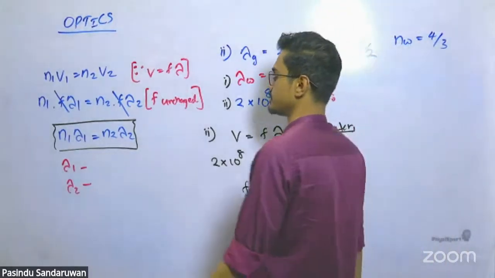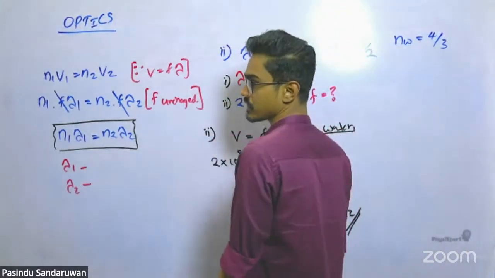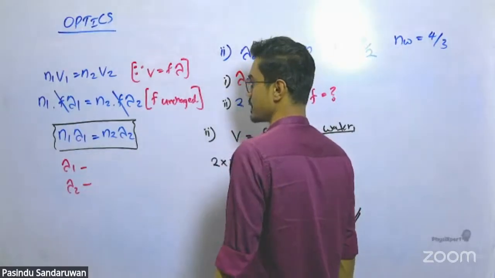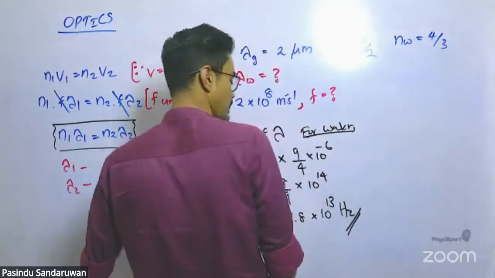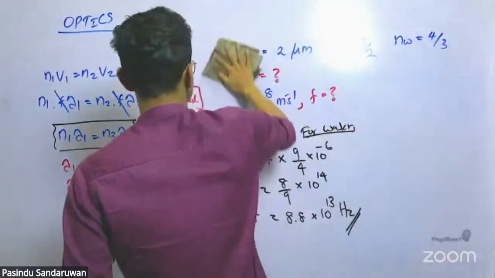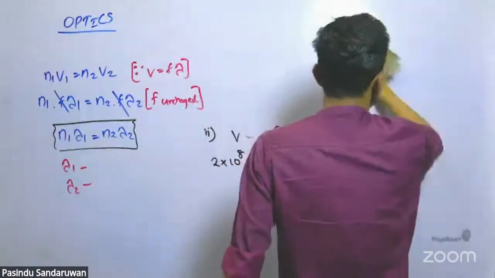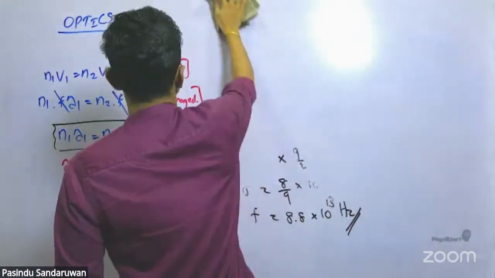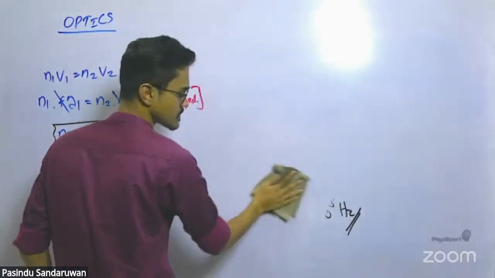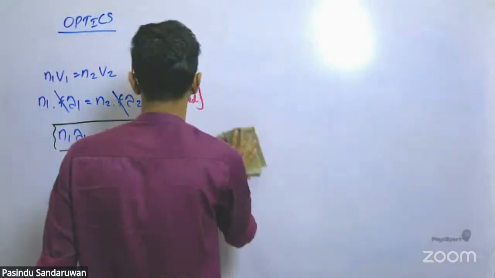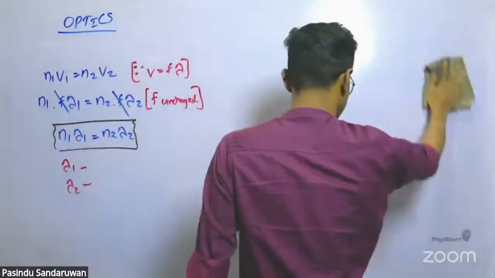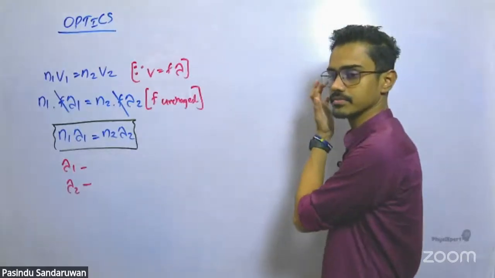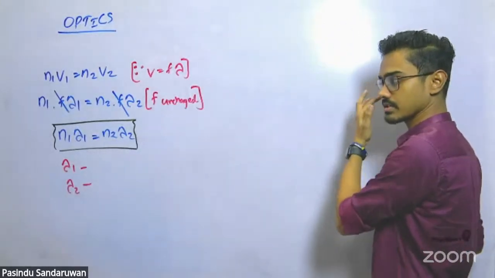Okay, lambda 1, wavelength of first medium. Lambda 2, wavelength of second medium. Wavelength of first medium and wavelength of second medium, right?